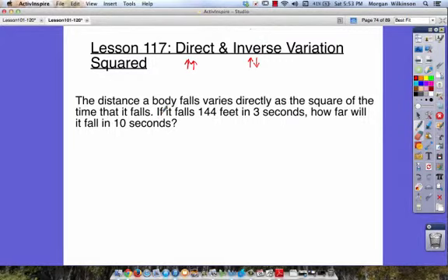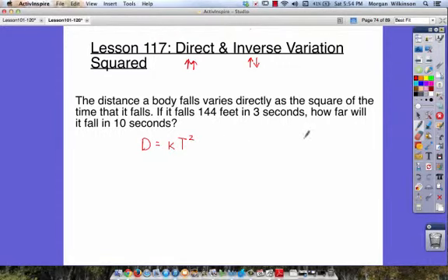Now, our first problem says the distance a body falls varies directly, so this is going to be multiplication. We've got our k value, our constant. It varies directly as the square of the time that it falls. So the time, and it has to be the square of the time that it falls. So we've got our equation set up. The distance is equal to our constant of proportionality k times our time t, which has to be squared.